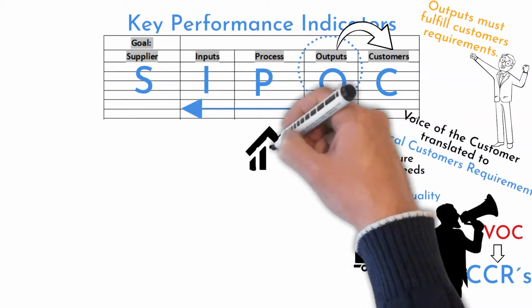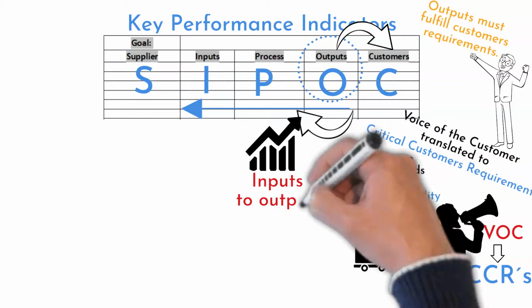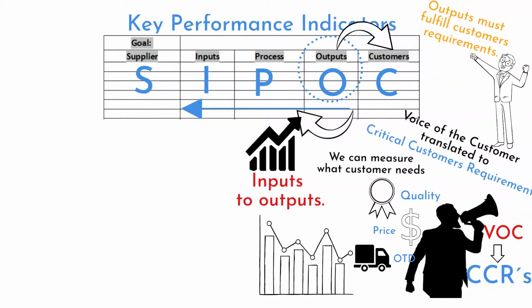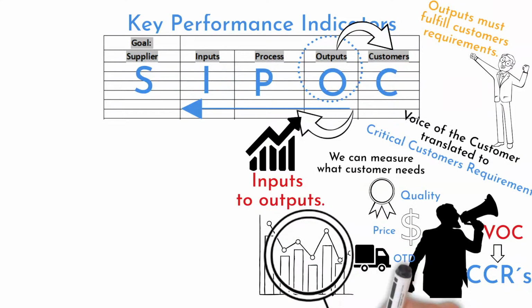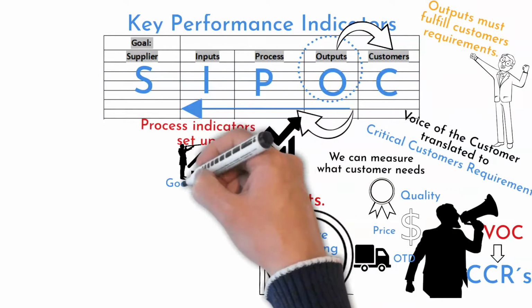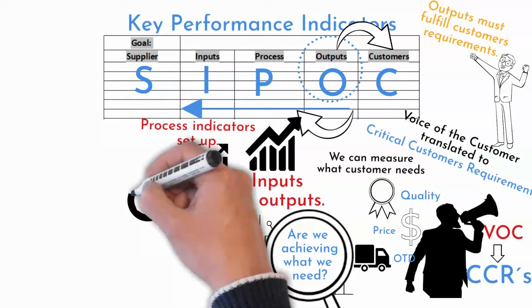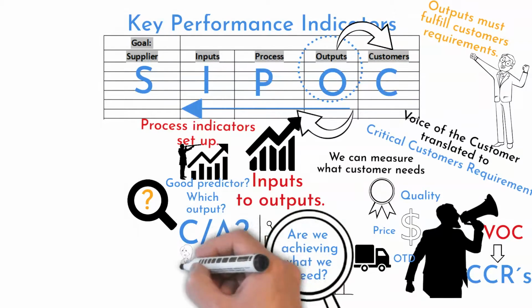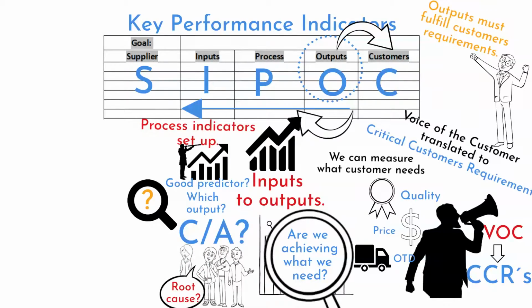Process indicators tell us how efficient the process is in converting inputs to customer-required outputs. They must show performance in key process steps, indicating achievement of the required results. To set process indicators, ask these questions. Is it a good predictor of the required output? Which output are we predicting by this indicator? Is it enabling corrective action? Will the team know what the root cause is if a problem occurs?